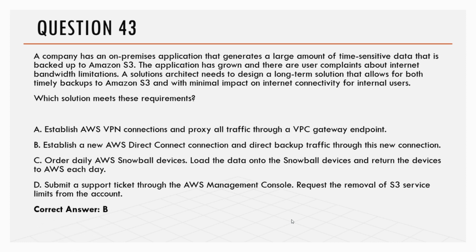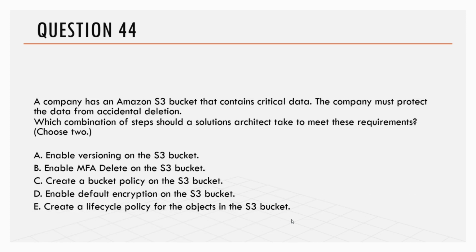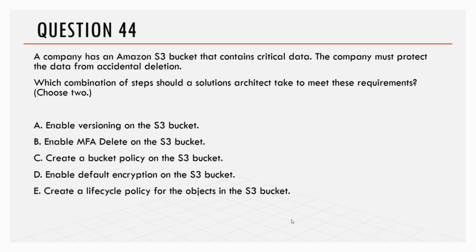And the correct option is B, establish a new AWS Direct Connect connection and direct backup traffic through this new connection. Now let's look into the next question, question number 44. A company has an Amazon S3 bucket that contains critical data. The company must protect the data from accidental deletion. Which combination of steps should a solution architect take to meet these requirements?